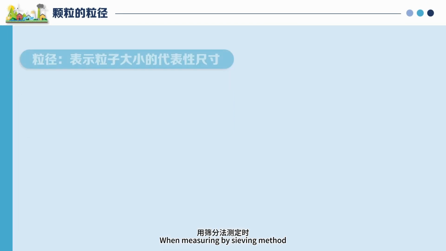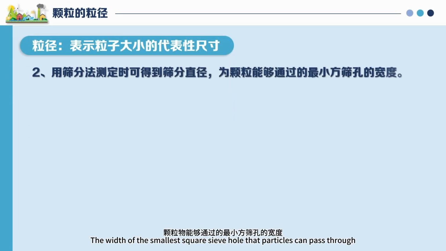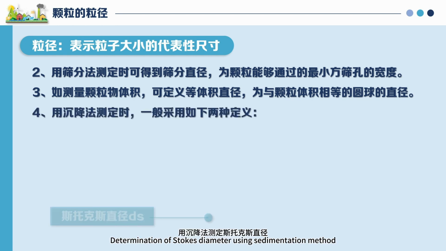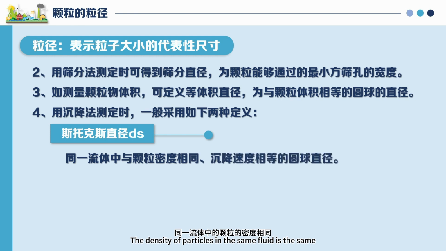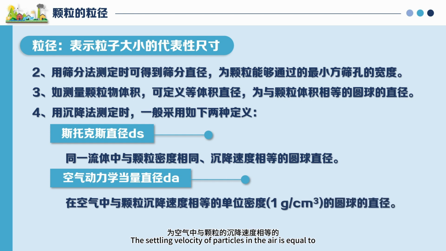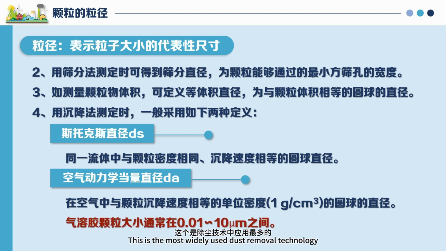When measuring by the sieving method, the sieve diameter is the width of the smallest square sieve hole that particles can pass through. When measuring with the light scattering method, the equal volume diameter is the diameter of a sphere equal in volume to the particle. The Stokes diameter is determined using the sedimentation method: the diameter of a sphere with the same density as the particle and an equal settling velocity in the same fluid. The aerodynamic equivalent diameter is the diameter of a sphere of unit density whose settling velocity in the air is equal to that of the particle. This is the most widely used in dust removal technology.